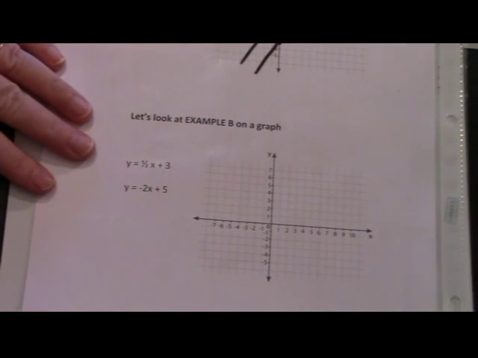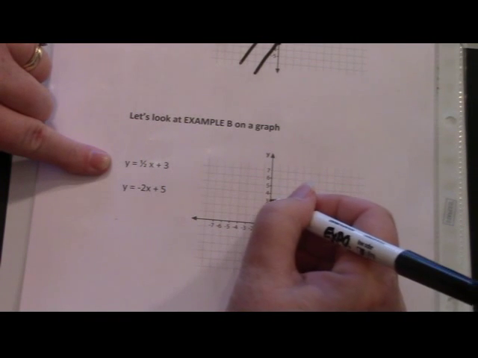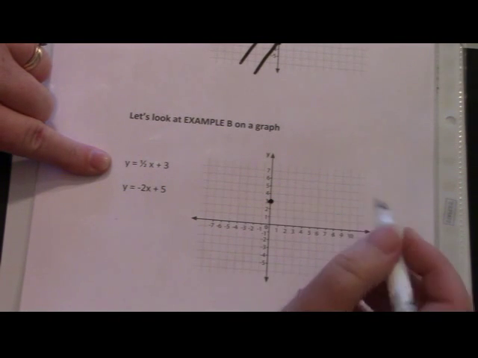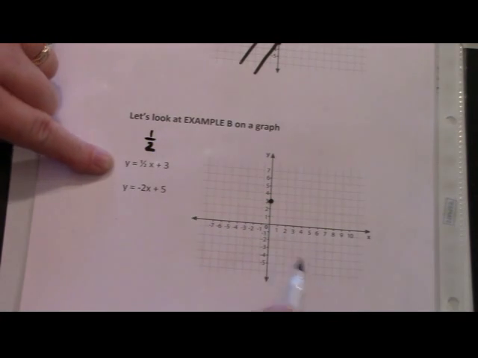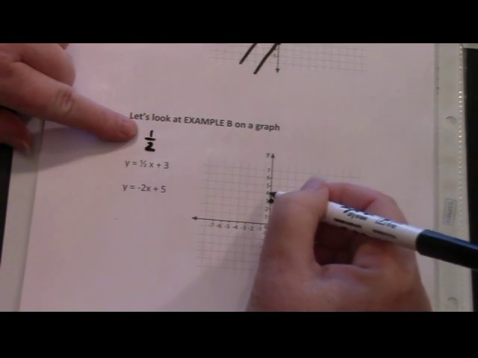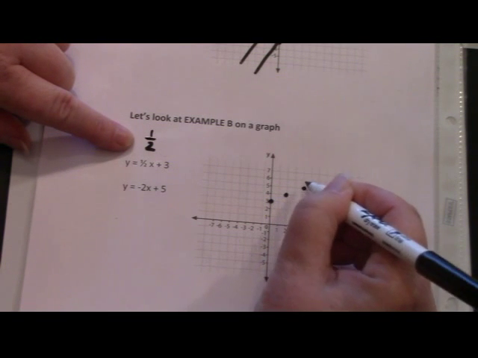So let's take a look at example B. Let's graph our line. Let's start at the end, +3. Our slope is 1/2. So 1/2, rise over run. I'm going to go up 1 and to the right 2. Up 1 to the right 2.